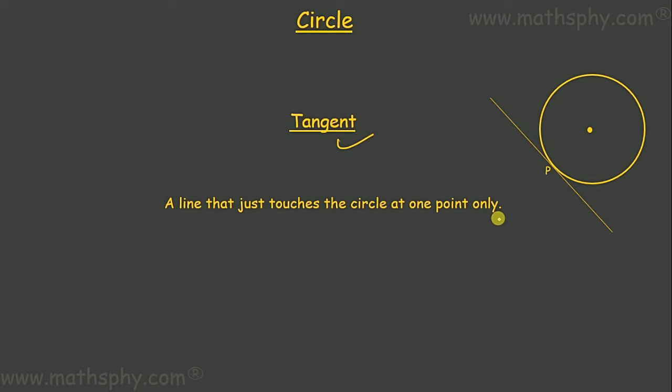Look at this line here. This line L is touching this circle at this point P. In case of a secant, it was going through 2 points A and B. However, in case of a tangent, the tangent just touches the circle at 1 point. It doesn't go inside the circle. It just touches the circle at one of the points. So this line is called a tangent.